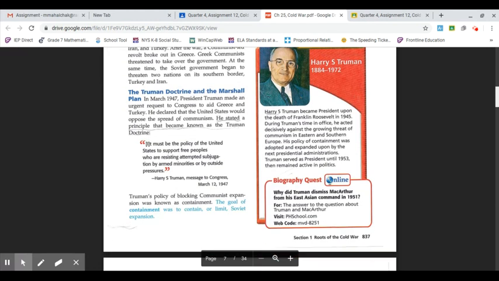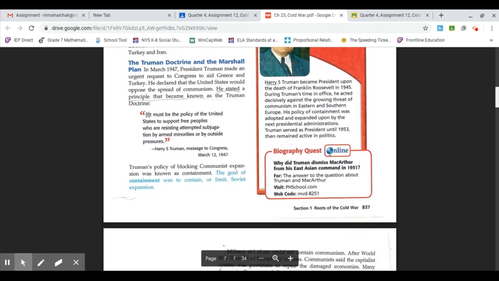The Truman Doctrine and the Marshall Plan. In March 1947, President Truman made an urgent request to Congress to aid Greece and Turkey. He declared that the United States would oppose the spread of communism. He stated a principle that became known as the Truman Doctrine. "It must be the policy of the United States to support free peoples who are resisting attempted subjugation by armed minorities or by outside pressures." Harry S. Truman, message to Congress, March 12, 1947.